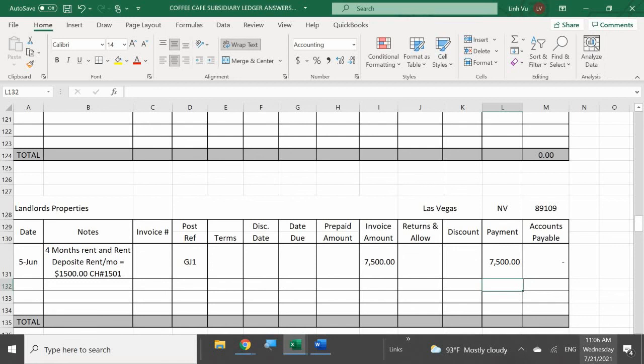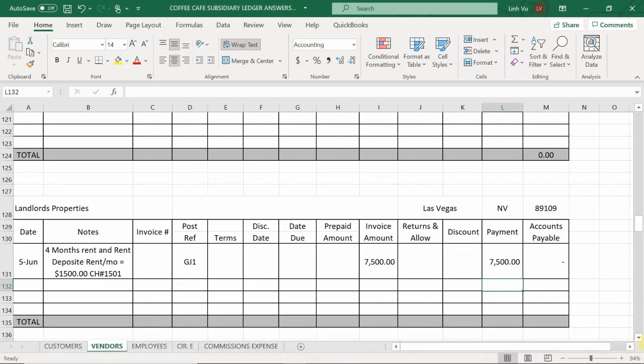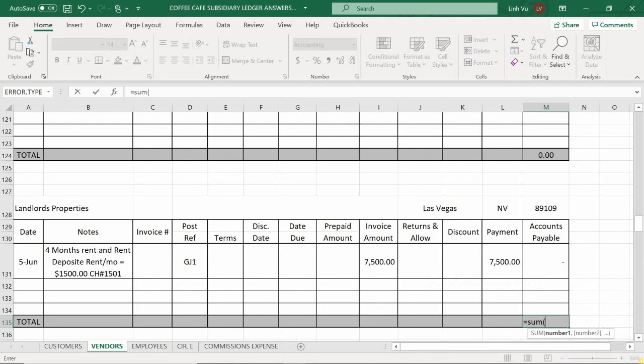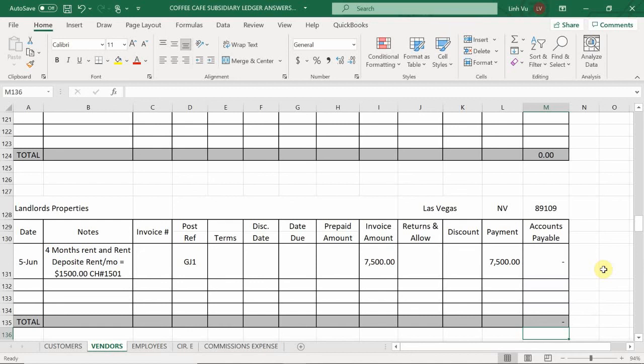So now that we have this one right here, this is the subsidiary ledger, and this is telling me right now, I owe Landlord Properties nothing. Okay. And down here at the very bottom, the gray, what this does is it's a sum of every invoice, every bill that you owe, and it tells you the amount. If you calculate it right there, the equal sum, and you highlight all the accounts payable, this is going to be your vendor balance, meaning for Landlord Properties, we had one contract right here, and I still owe you nothing. Okay?